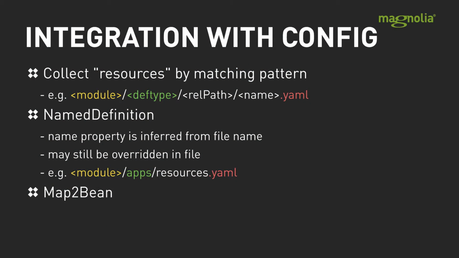Then how it's integrated with the config is, first we collect all the resources by the matching pattern, as I was telling before. So this is the convention pattern that you see on top: module / definition type / optionally a relative path, and then the name.yaml. Why I'm showing that is because we're also inferring the name. In case you don't configure it in the YAML file, we're inferring it from the file name. So here, let's say module / app / resources.yaml, it will register an app with name resources, even if you don't even have to tell it in the YAML file itself. And that leads me also to map to bean. So that's really a cornerstone of the YAML integration.